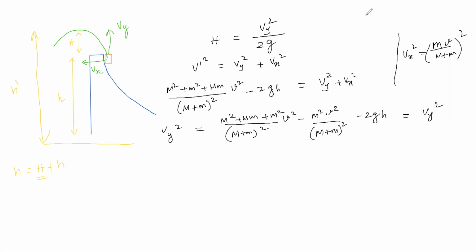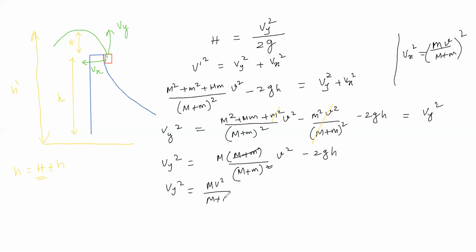Now if you multiply this m square by (M plus m) square and v square, this term will be cancelled. Hence vy square is equal to this. Here take capital M common, so that we get (capital M plus small m) divided by (M plus m) whole square into v square minus 2gh. Now by cancelling this denominator capital M plus m, we are getting vy square is equal to mv square divided by (M plus m) minus 2gh.